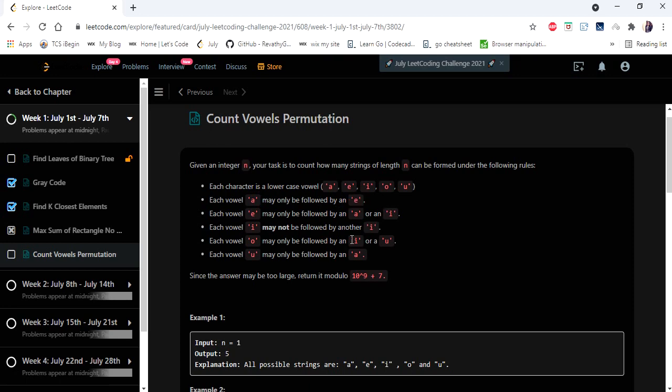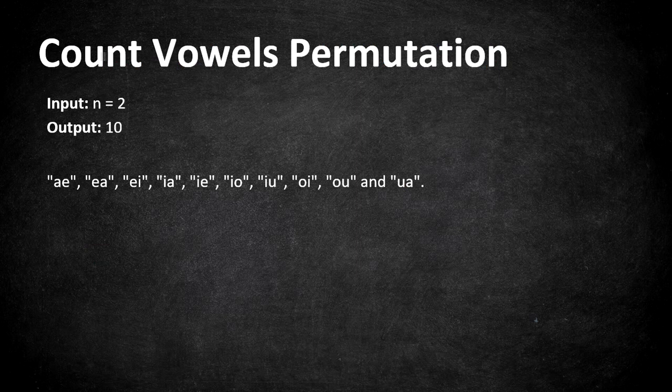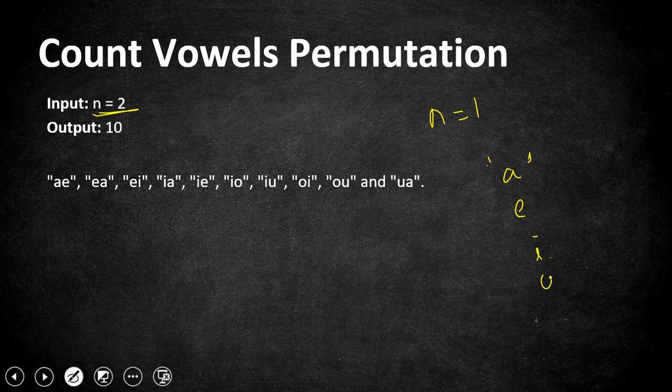Let's understand this problem with an example. Here n is equal to 2. If our length were only 1, then the possible strings we can form would be A, E, I, O, U, because individually they form a string. If n is equal to 2, then we have to follow the rules given to construct our strings. By constructing the strings using these vowels and the rules, the number of strings we can form is going to be 10, and that is what we are going to return. Let us understand the rules first before getting into the problem.